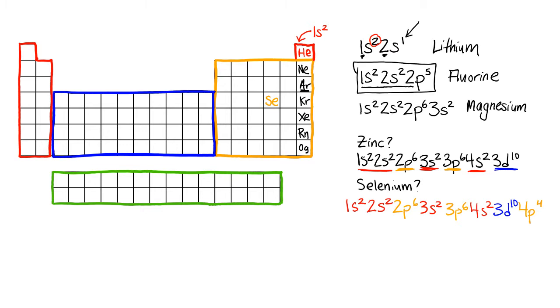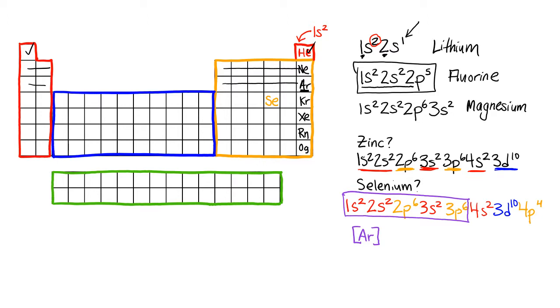Argon would start with 1s2, 2s2, 2p6, 3s2, 3p6, which means that argon is everything that is enclosed in this purple box. So rather than writing out all of that, the shorthand would be argon in square brackets, followed by everything that is not enclosed in the purple box, which would be everything that is beyond argon.